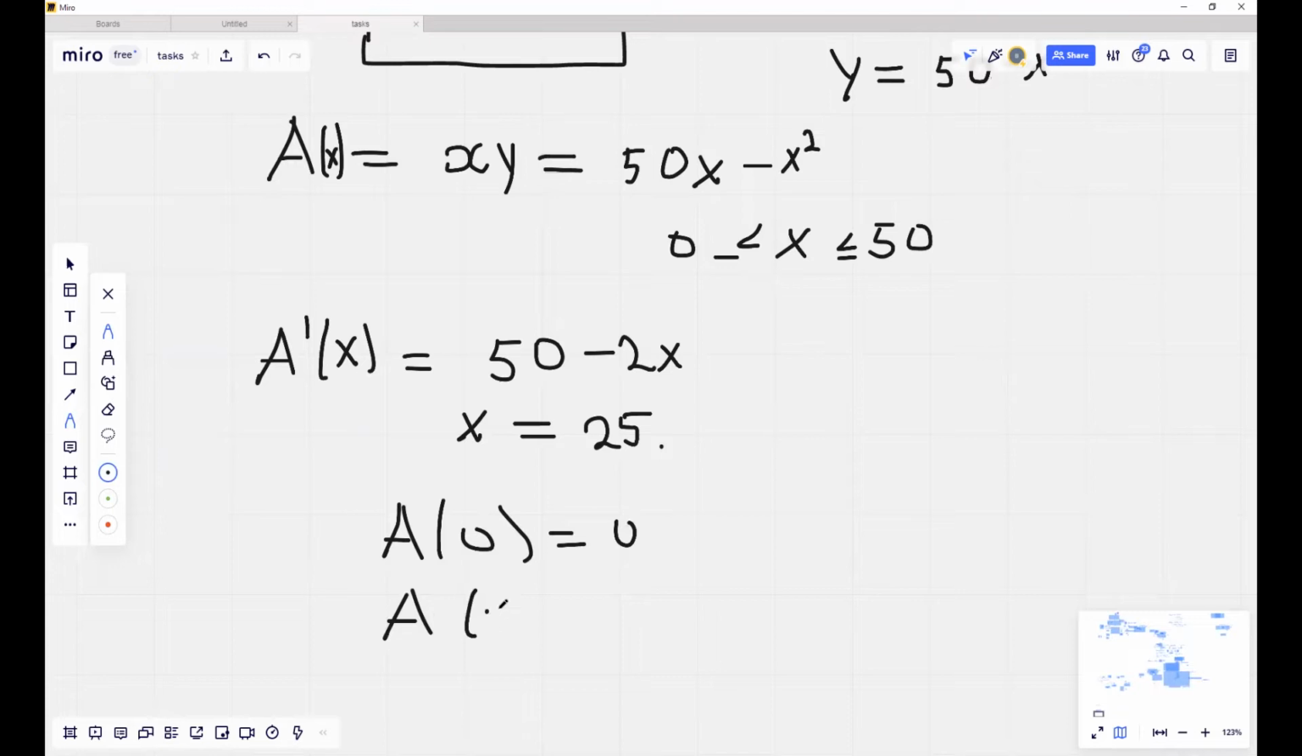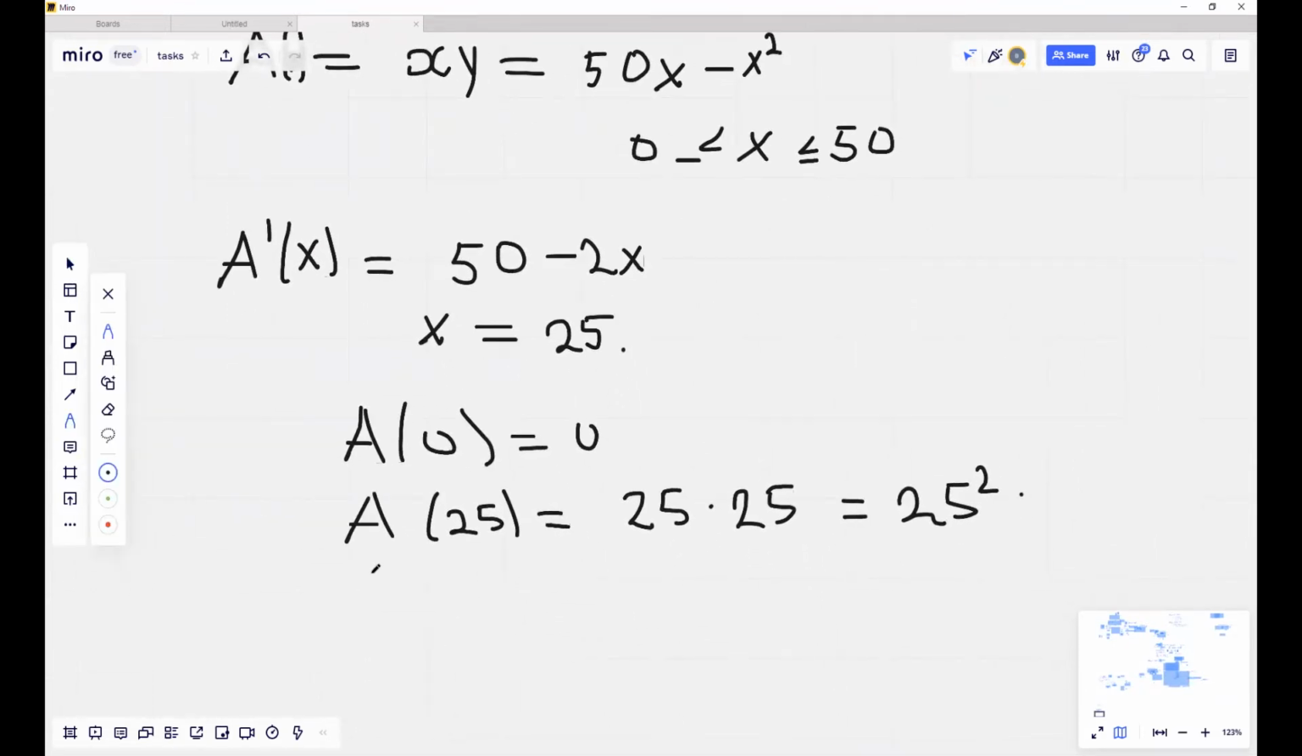At point 25, A of x is then equal to 25 multiplied by 25, so 25 squared. Now at the right endpoint, at x equal to 50, the value of our function is again equal to 0. So we see that the maximum of our function on the interval from 0 to 50 is at point x equal to 25 and is equal to 25 squared.